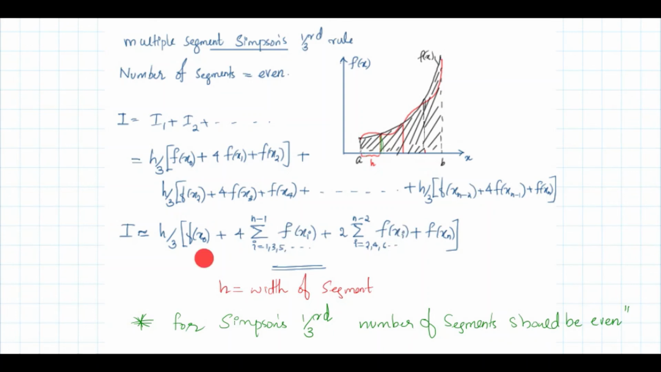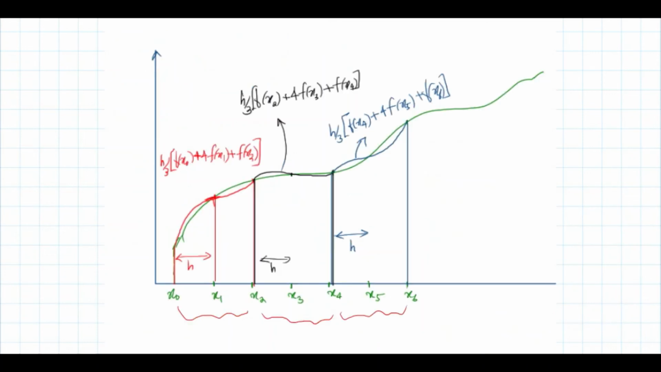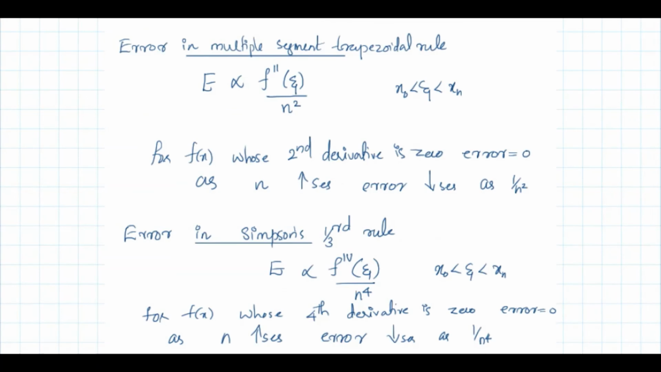So this is the multiple segment Simpson's 1/3 rule, and the condition is n should be even, and h is the width of one segment, and that is actually this width, not the width of one polynomial fit. Okay, it is half of that. So h is the width of a segment, and for Simpson's 1/3 rule, the number of segments should be even. That is the condition. I hope it is clear. Okay, so this is the idea.